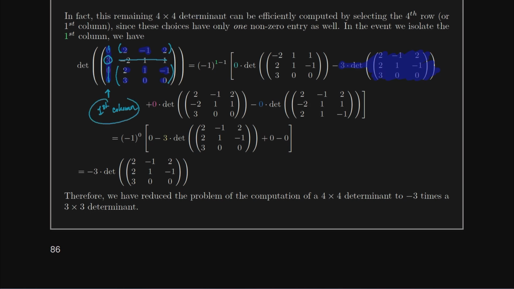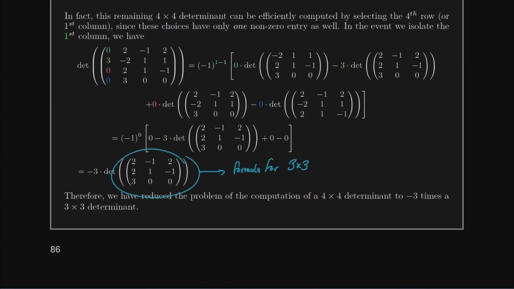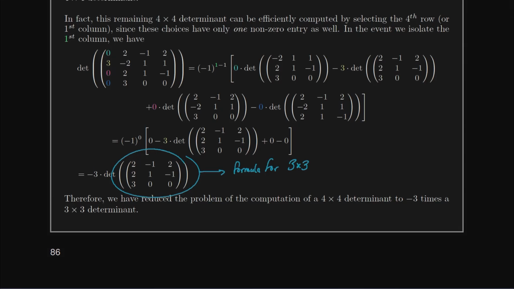Because I selected the first column, I'm multiplying everything by -1 to the first power minus 1, so just multiplying everything by 1. But because of my alternating signs, there's still a negative in front of this 3 term. So we have a negative 3 times the determinant of the 3 by 3 matrix. Then we have to determine the determinant of the 3 by 3 matrix. At this point, you could just use the formula for the 3 by 3 if you would like to. What that gives us here is a negative 3, so we end up with a negative 3 from the determinant of the 3 by 3.